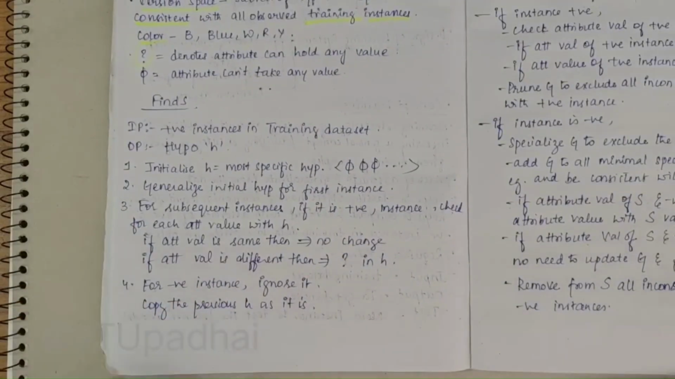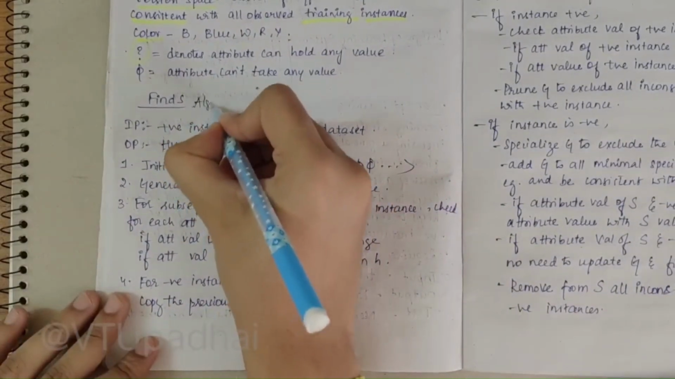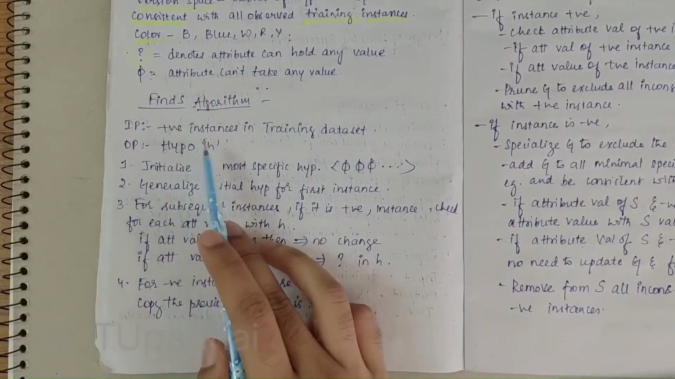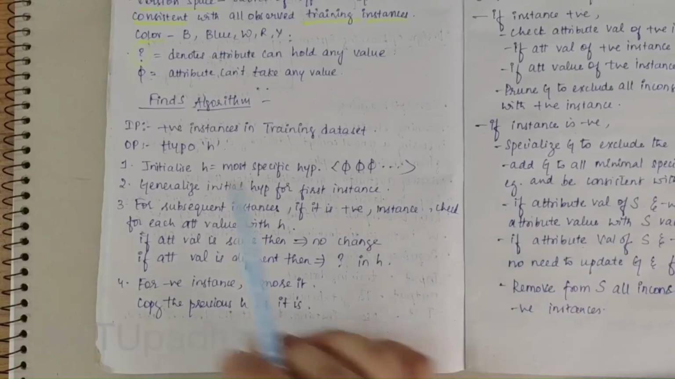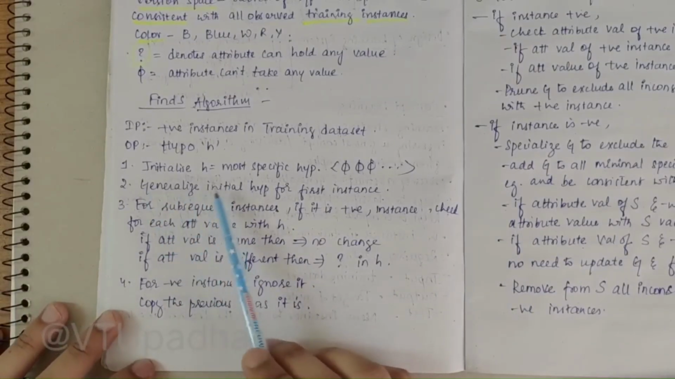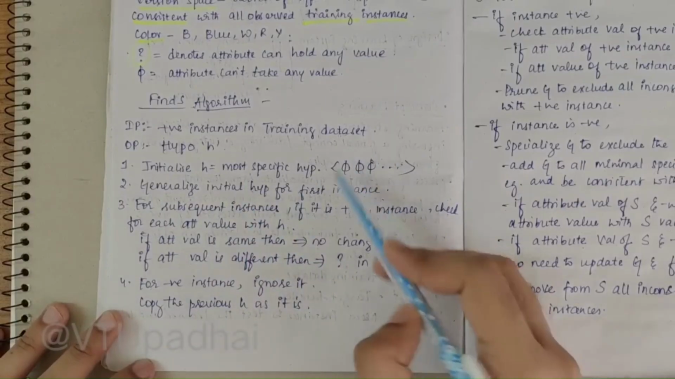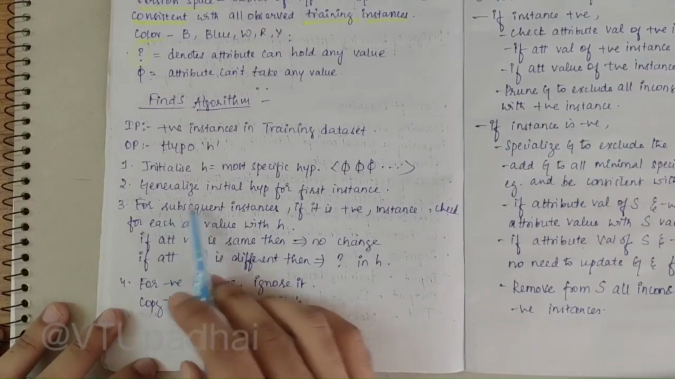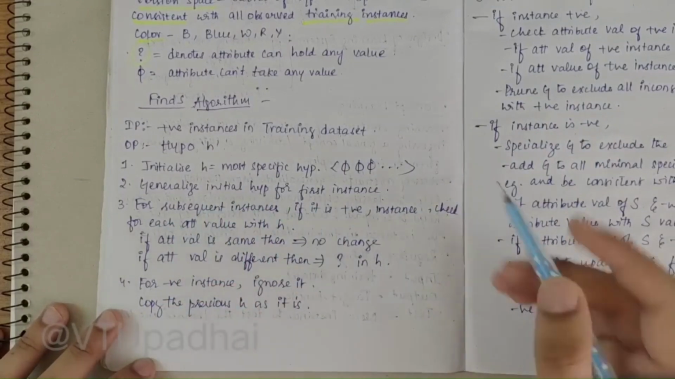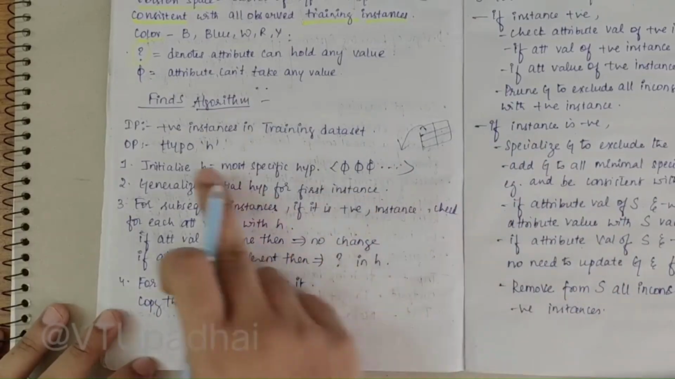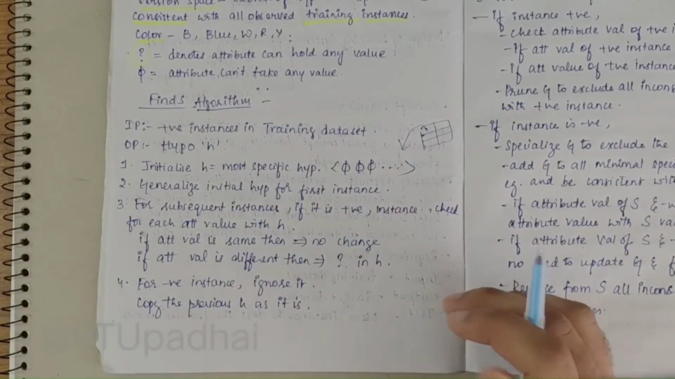Now let's look into the Find-S algorithm. The positive instances in the training data set are considered as input, and then we need to generate a hypothesis H. Firstly we initialize H to be the most specific hypothesis, that is we fill everything with 5, meaning it can't take any value initially. Then we generalize the initial hypothesis for the first instance. From the given table, consider the first instance and apply it to this H value, the most specific hypothesis.